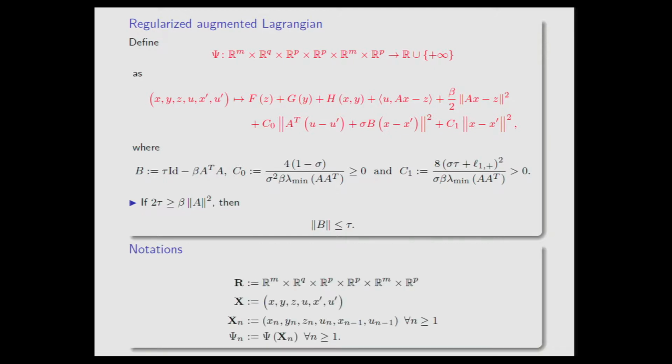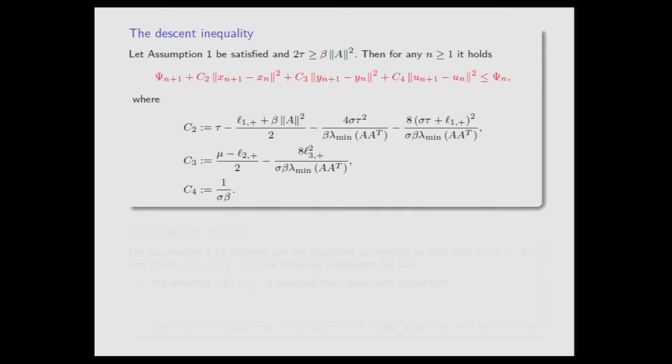These are some notations. Okay, and what we can prove is the following fundamental descent inequality. Okay, so this is a sequence psi n of objective values of the regularized augmented Lagrangian. And okay, if one gets such an inequality, then everything is more or less not easy, but straightforward. The only point is to guarantee that these constants are non-negative. And then one can argue in a classical way. Okay, so this is what you can prove with these constants.